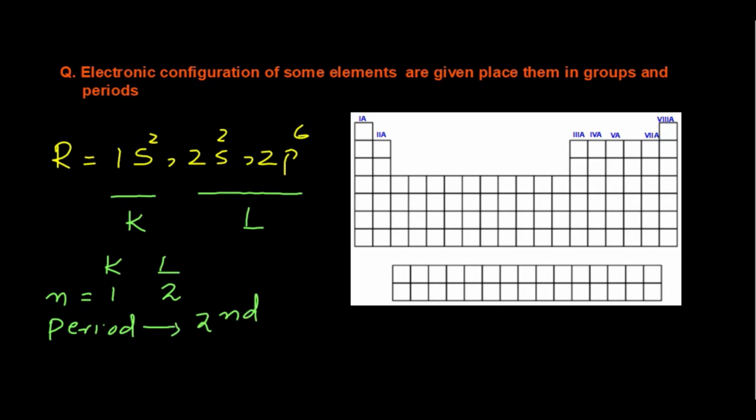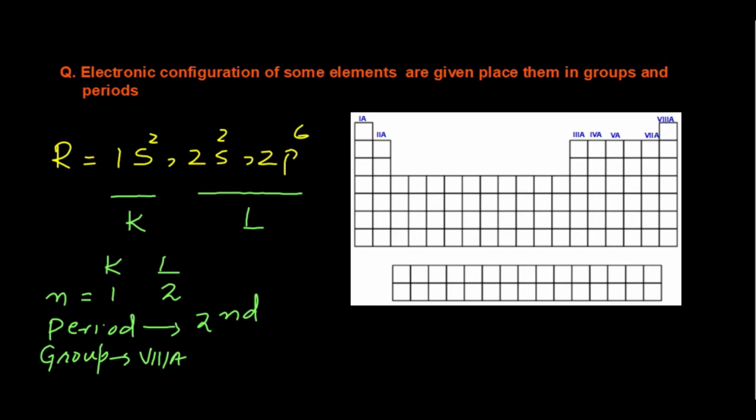Now we will find the total number of electrons present in the valence shell. The valence shell is L. Total electrons present: 2 plus 6 is equal to 8. Since there are 8 electrons in the valence shell, this element belongs to group 8A of the periodic table. So we write its group number as well. What is the group of this element? Its group is group 8A.